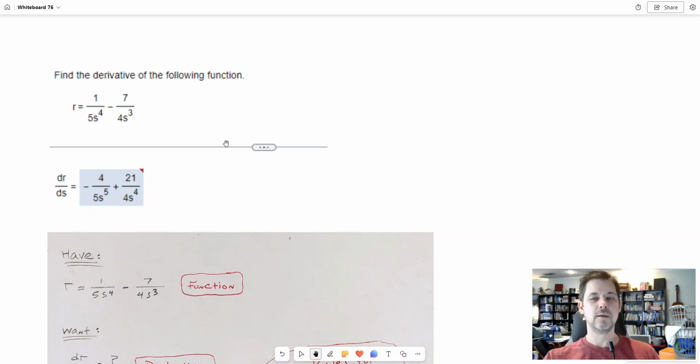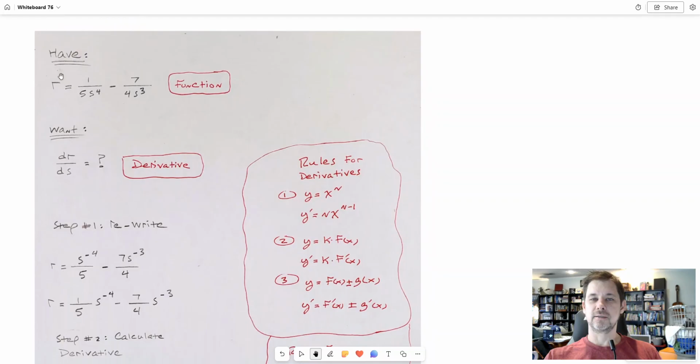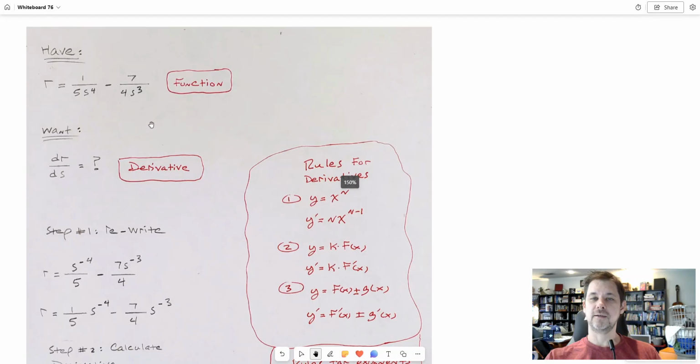Well, greetings everybody. Let's look at this problem right here, which I've taken directly from the assignment on MyMathLab, which I'll summarize like this. We're given a function and we want to find the derivative. In other videos, I've explained the difference between the function and the derivative and what the derivative tells us that the function doesn't. I won't do that here because the objective with this assignment is to learn how to use the rules that we have to find the derivative.